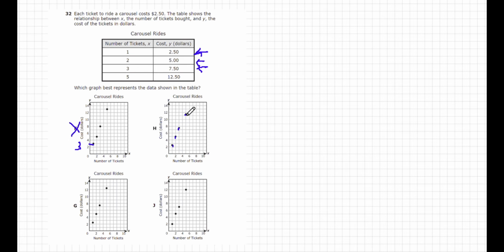The point x = 5, y = 12.50 on the graph doesn't match option H. Therefore, H is incorrect. All the points on the graph of option G match with the table, therefore G is the correct answer.